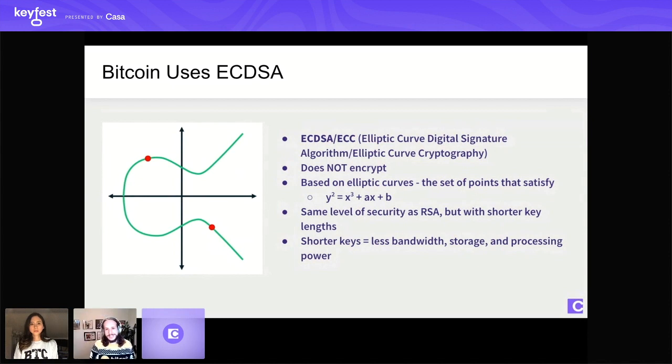It's important to note that ECDSA does not encrypt. We're not hiding data. We're signing data and validating it. It's based on, like RSA, the discrete log problem. So there's a lot of math and cryptography on the back end. Same level of security as RSA, but it's got the shorter key length. So what this does is less bandwidth, storage, and processing power. And for longer keys, it's considerably longer to brute force. So we're getting a lot of security benefits there.